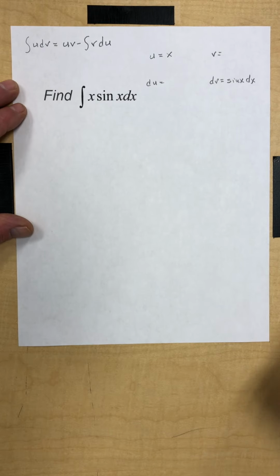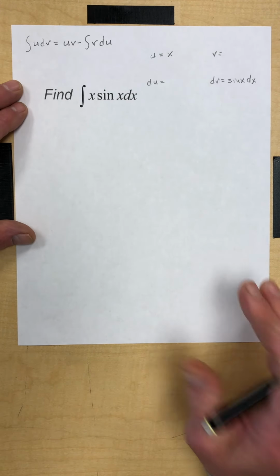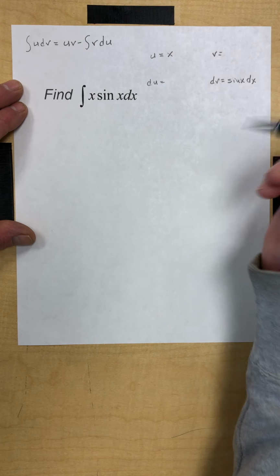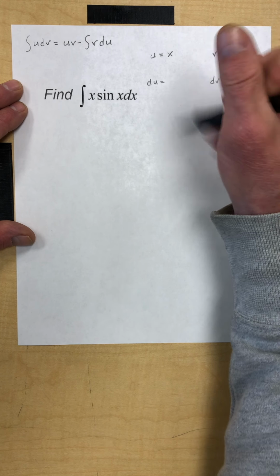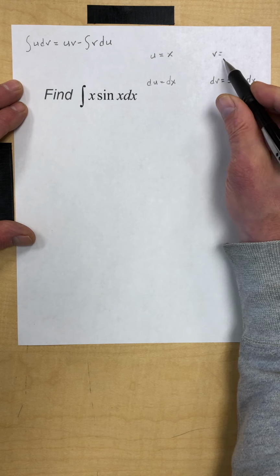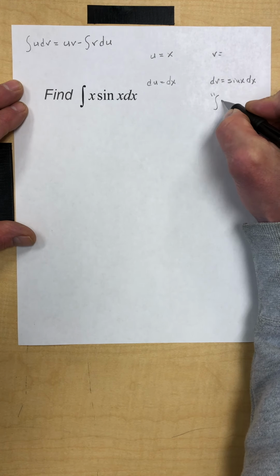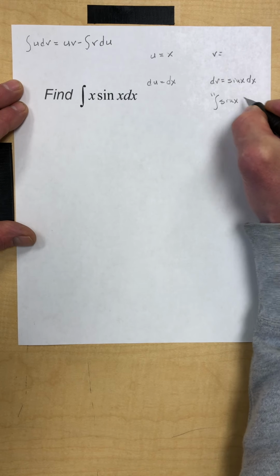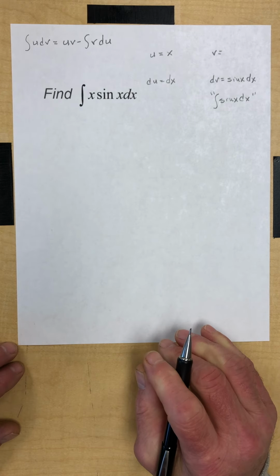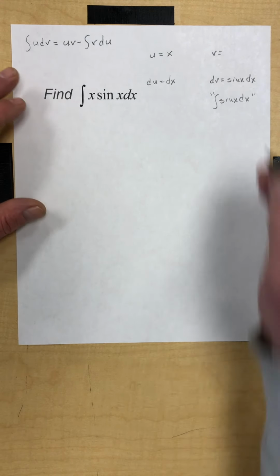And again, it comes down to trial and error, and I know it works this way because I did it ahead of time. If we're going from u to du, I'm taking the derivative, so the derivative of x is just 1, so I just get 1 dx, or just dx. If I'm starting at dv and going back to v, I have to integrate to go back to v. So when we integrate sine of x, we get the opposite of cosine of x.